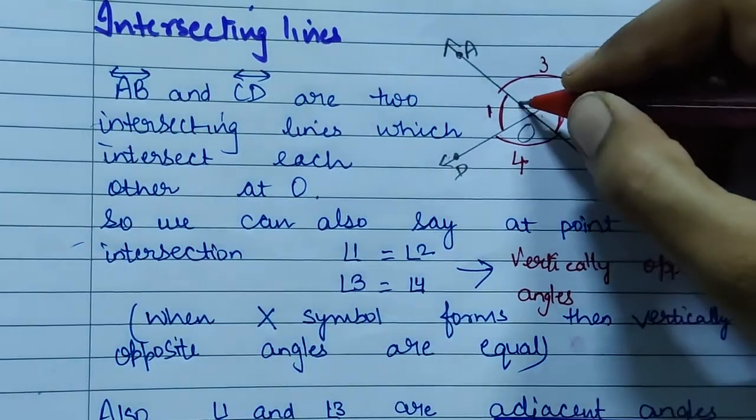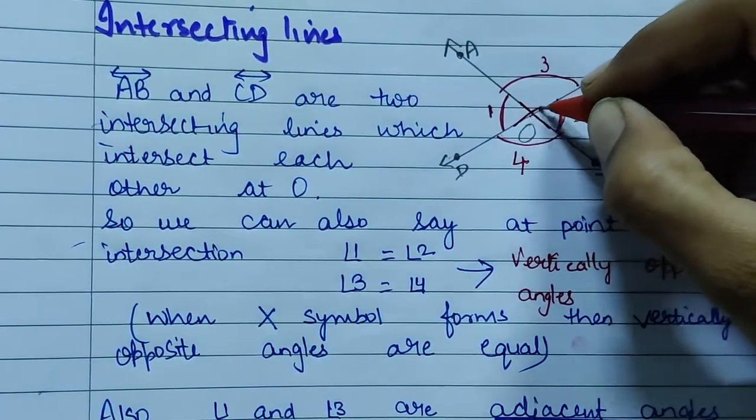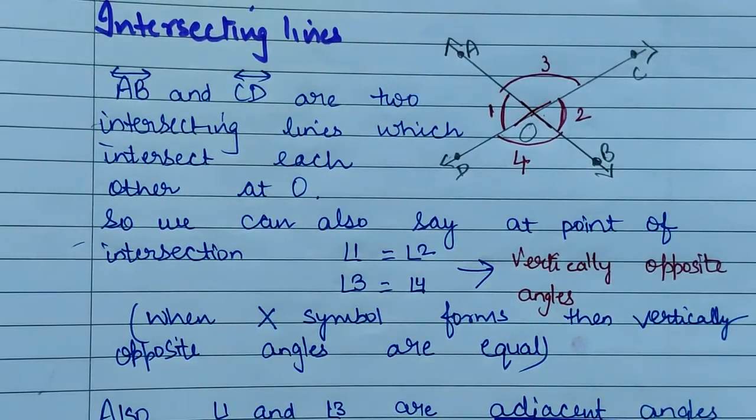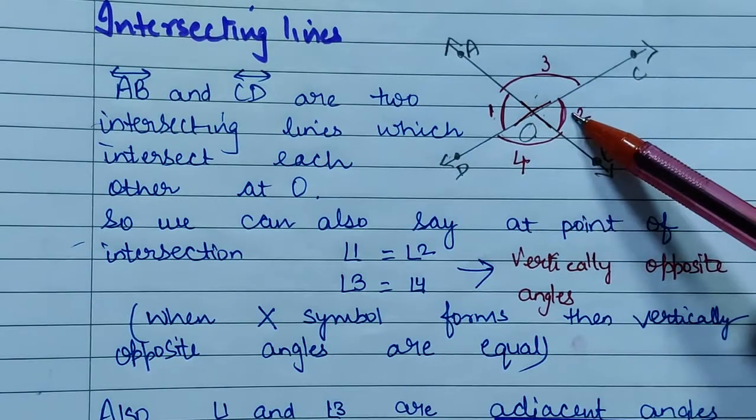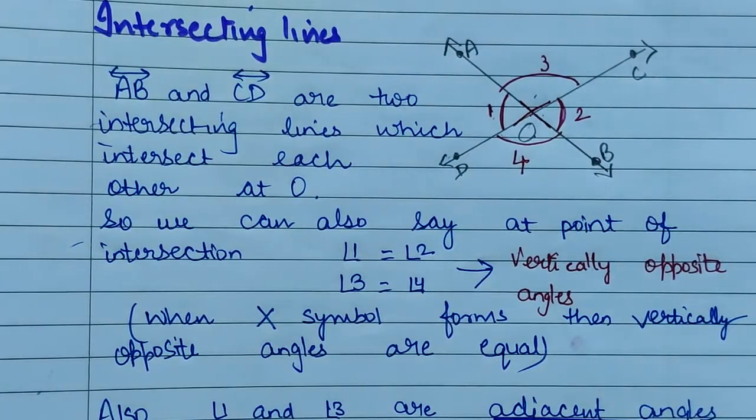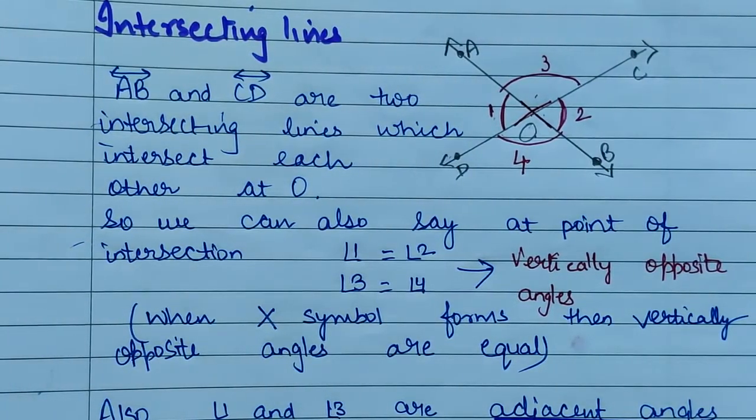If you see here carefully, there is a sign of X or multiply. So these two angles will be equal and these two angles will be equal. They are called vertically opposite angles.